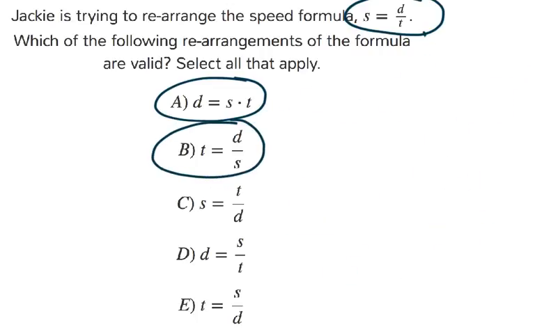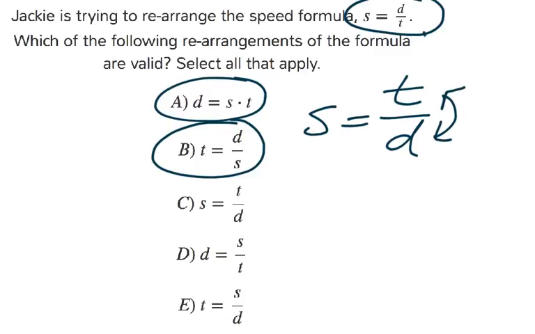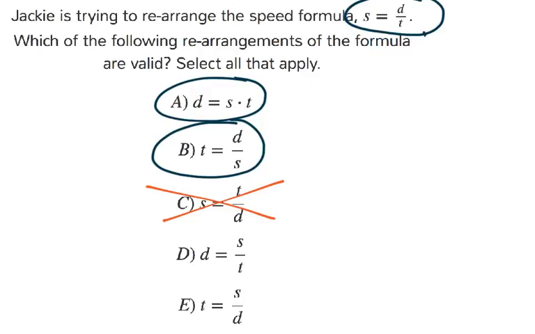Let's keep going. C is s equals t divided by d. Problem here is s is already by itself on the left. There's really no way we can just flip these two around and keep it the same, right? If you multiply both sides by d, you could get the d out of the denominator, but you wouldn't have s by itself anymore. So since s is by itself here, and they mean different things, that's not going to be an equivalent formula.